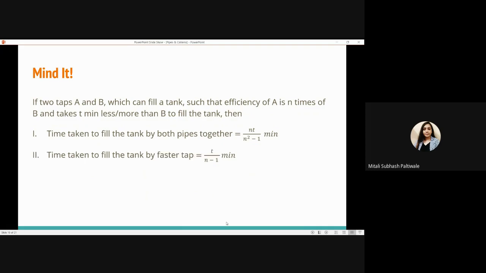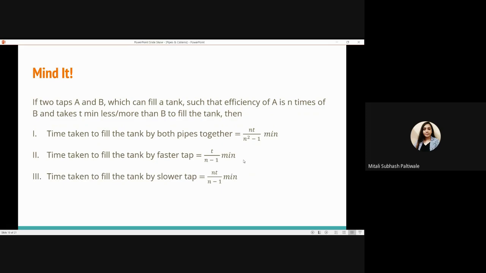Second formula would be the time taken to fill the tank by the faster tap. Now, the faster tap would be A here, and the tap which is slower would be B. So it would be t by n minus 1 minutes. Now, the third would be the time taken to fill the tank by the slower tap, which will be nt by n minus 1 minutes.